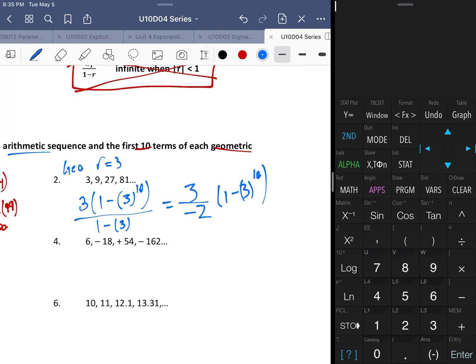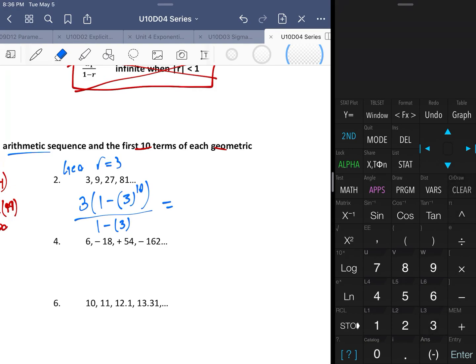So I'm going to do the more complicated part first. So I'm going to do 1 minus parentheses 3 to the 10th power. I'm just going to calculate this. I'm going to multiply it by 3, and I'm going to divide it by negative 2, and I get, oh, I left out the negative, so let me start it over. We'll just do it the way it is from the problem. So I'll do the numerator, and then I'll divide by the denominator.